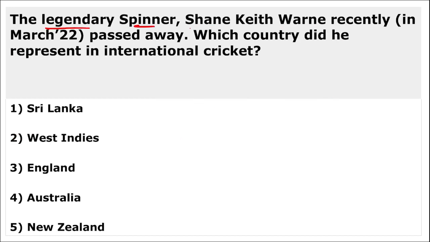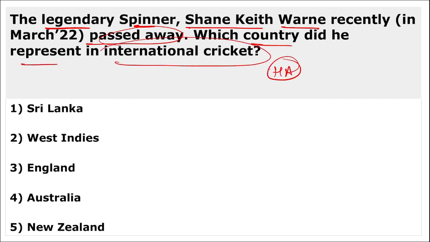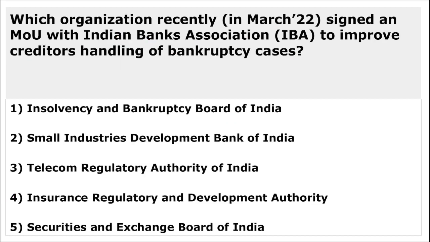The legendary spinner Shane Keith Vaughan recently passed away. He passed away due to a heart attack. Which country did he represent in international cricket? He used to play for which country? Tell me, all the cricket lovers. He used to play for Australia. Very good, Shane Vaughan. He was an Australian spinner.